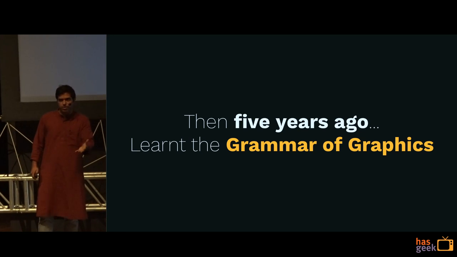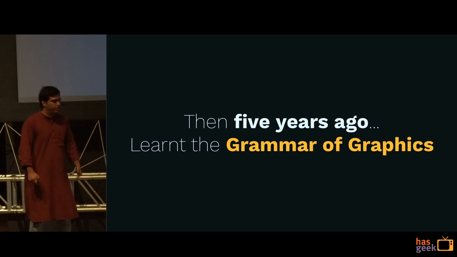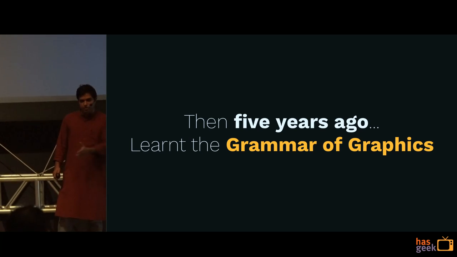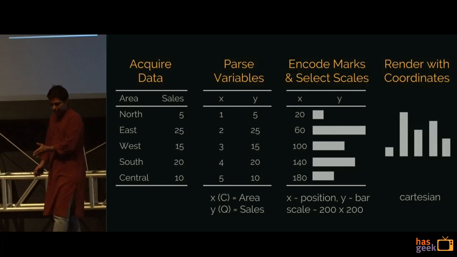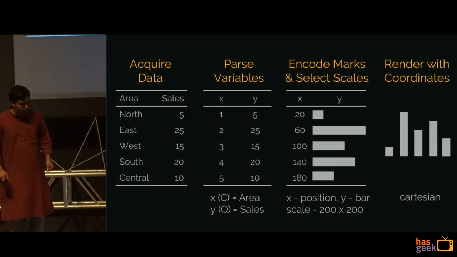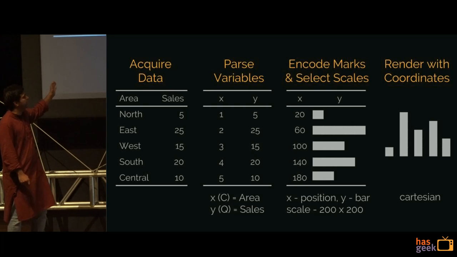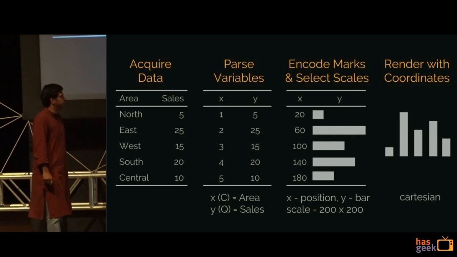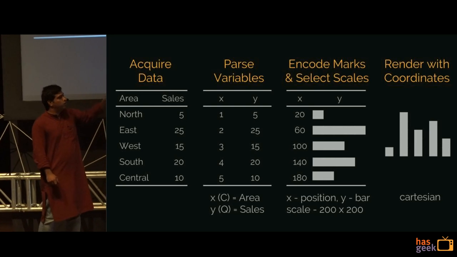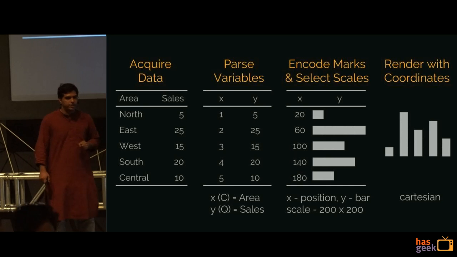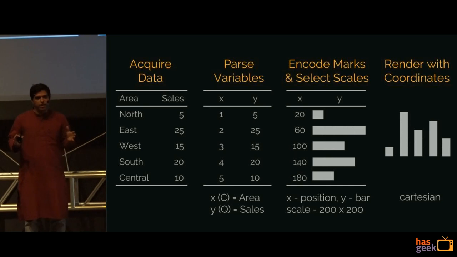I've talked about it in Fifth Elephant, I think 2 years back, on visualizing multidimensional data, about how the grammar can be used to build a chart. In the basic grammar, you take a data set, you parse the variables, you encode it using marks, you select the scales, and then you render it with a coordinate system, right? And you get a very nice visualization.